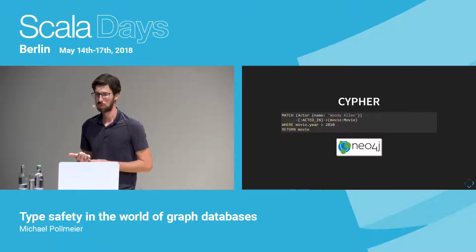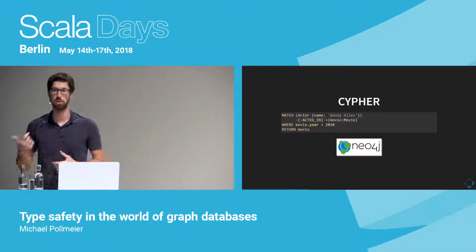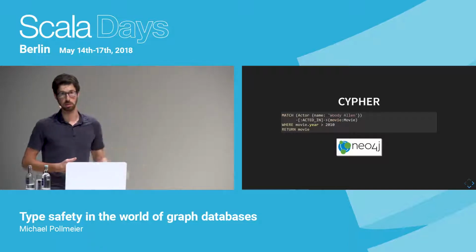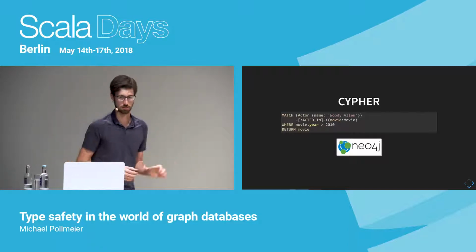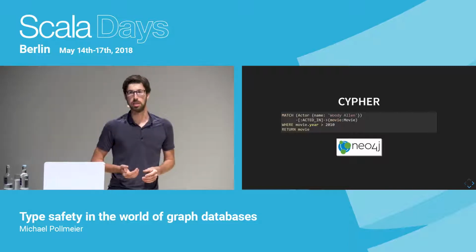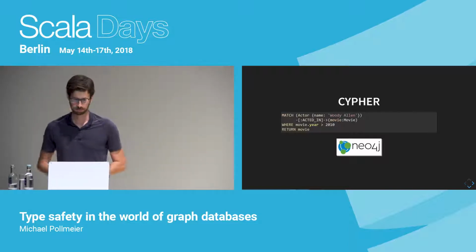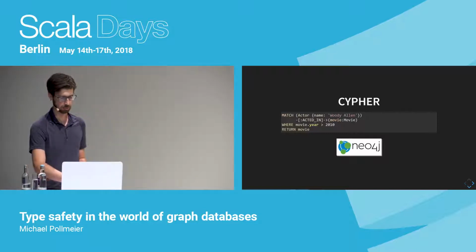But when it came to writing your traversals, you still had to just do it in a string, right? So you basically write this in a literal string, and that's all. As far as I could see, you don't get any type safety from that. So it's not so interesting for this talk.